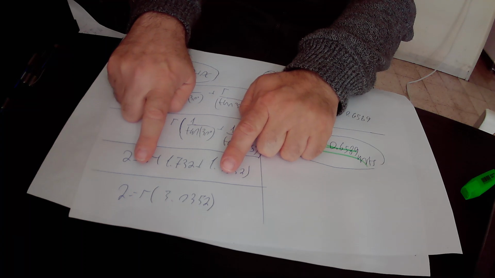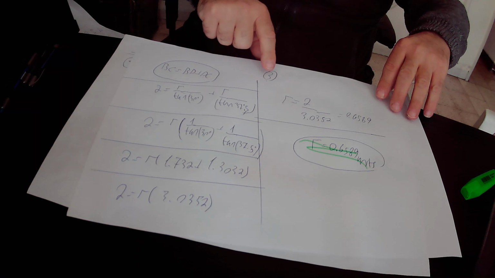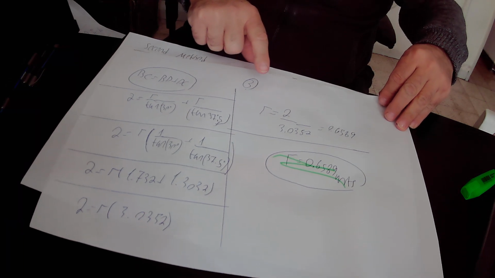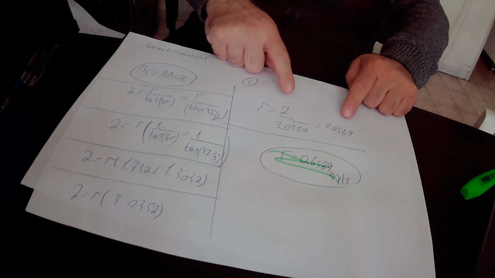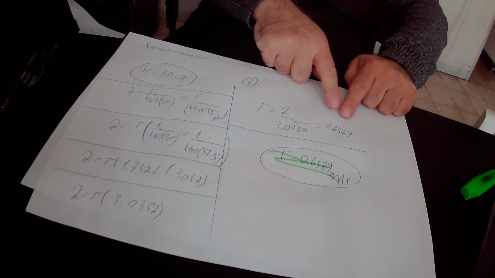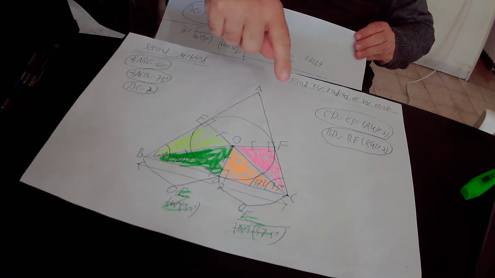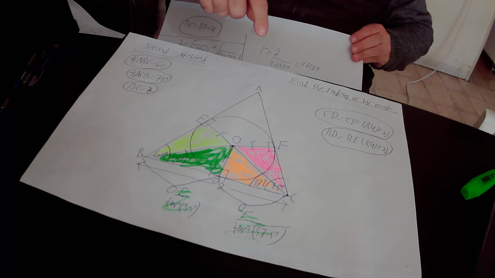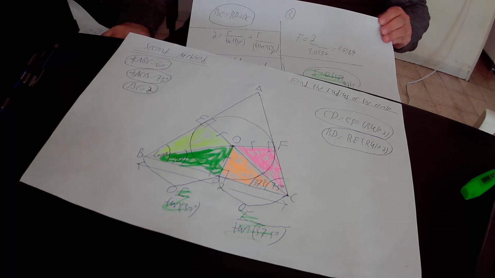We divided this equation by 3.0352 and finally found out that R, the radius of the circle, the radius that we are looking for, equals 2 over 3.0352. That is actually 0.6589. So in both methods, we found out that the radius R of this circle equals 0.6589 units. Okay, thank you very much.